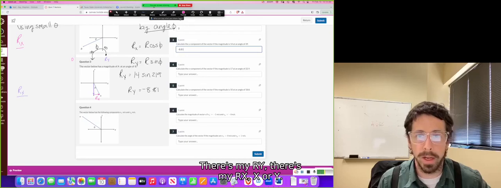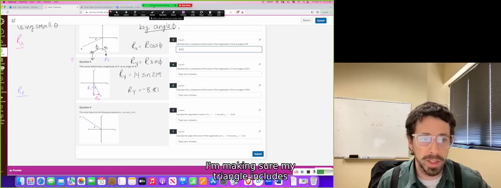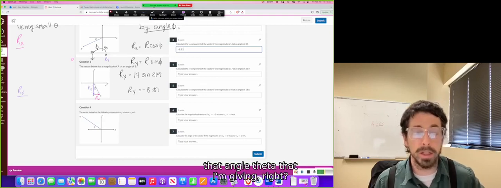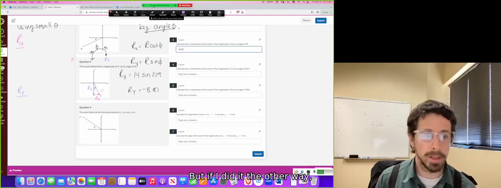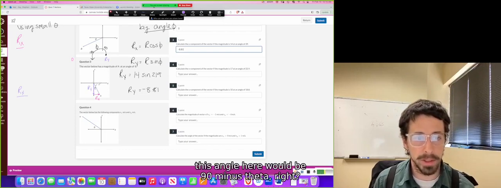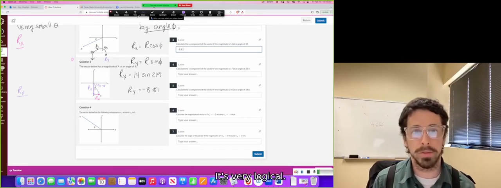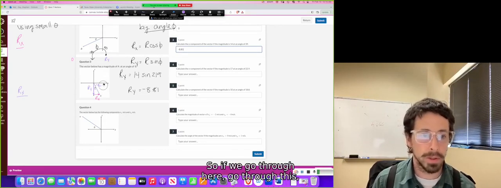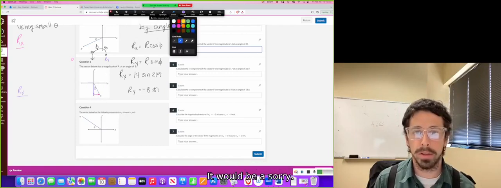Rx, Ry. I'm just creating that triangle, and within that triangle, I'm making sure my triangle includes that angle theta that I'm given, right? You don't have to. But if I did it the other way, this angle here would be 90 minus theta, right? It's just, again, a lot of accounting, but it's very logical. So if we go through this, I guess it wouldn't be R anymore. It would be A. Sorry.